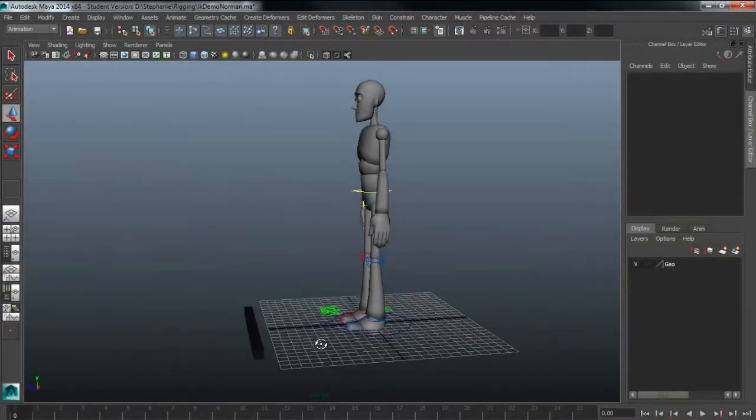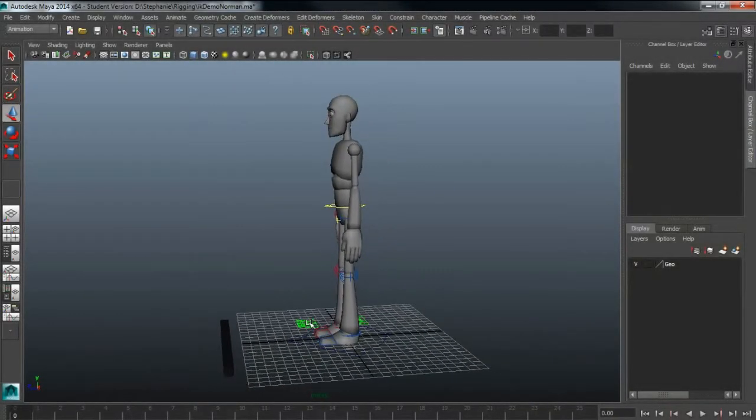All right, so today's lesson is on something called IK versus FK. And to help us define what those terms actually are and how to work with them, we have our Norman rig. Norman is a rig that was created by some people that worked at the Pixar University.